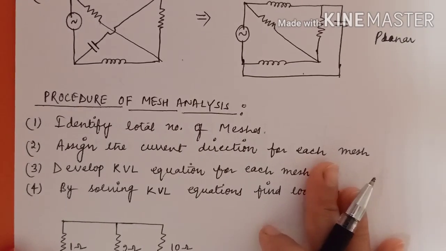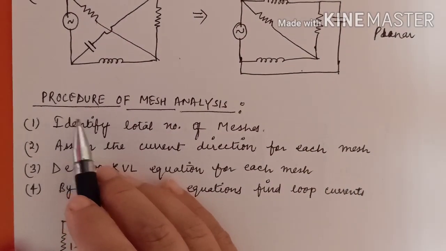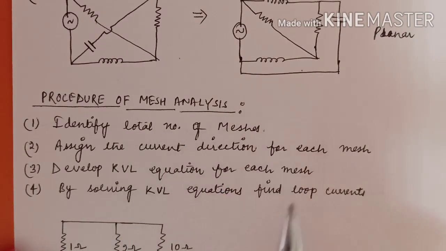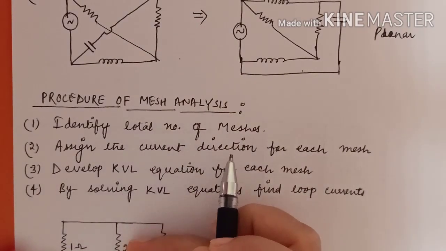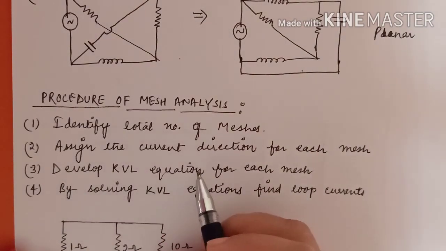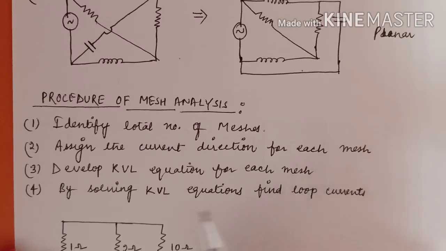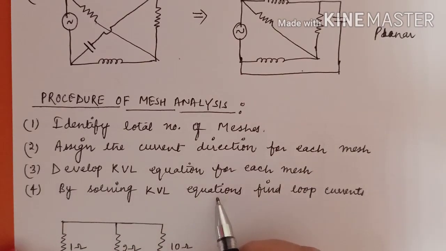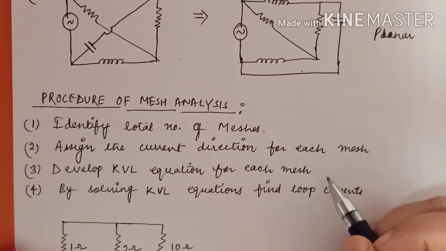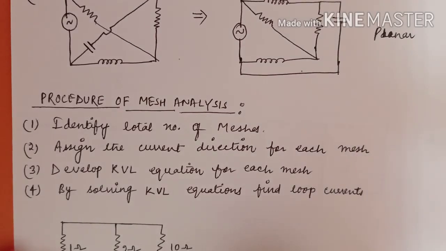So what is the procedure for the mesh analysis? The procedure is that first you have to identify the total number of meshes present in your circuit, then assign the current direction for each mesh. After that, develop the KVL equations for each mesh. Then by solving the KVL equations, find the loop currents. So these are the procedure steps to apply the mesh analysis.